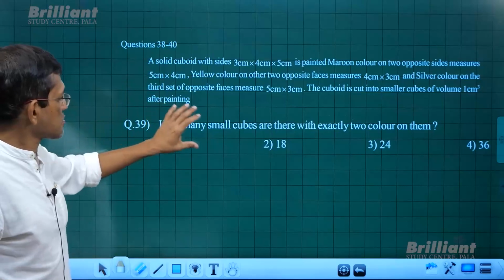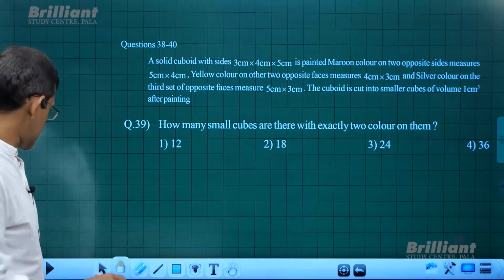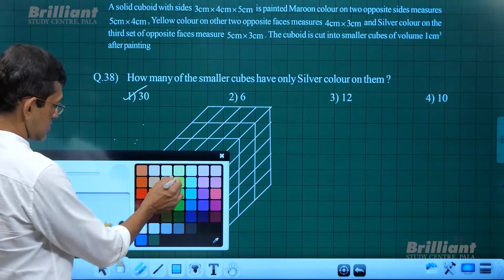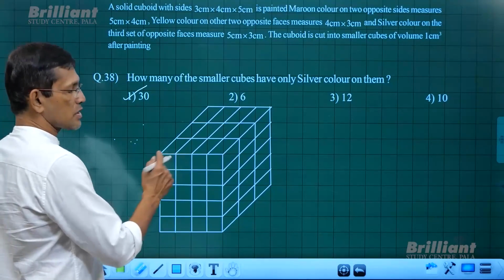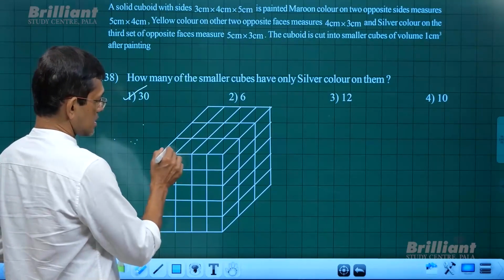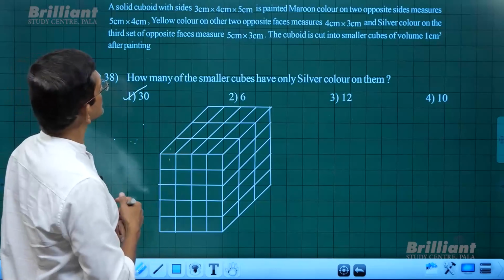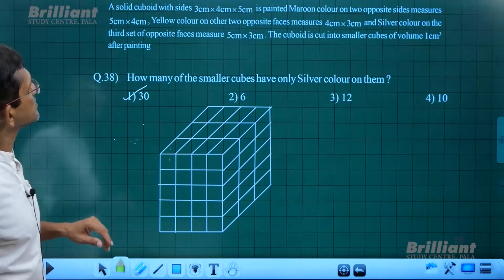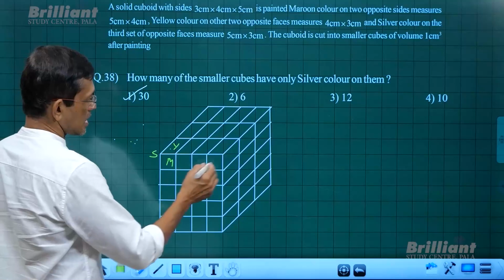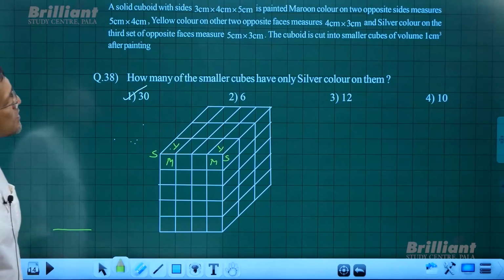Same direction, and how many of the smaller cubes are there with exactly 2 colors on them? Two colors, so let's check it out. We are looking at the cubes on the edges. On this edge we have 4 cubes. Out of that, the corner cubes have 3 different colors. This side is maroon, 5 into 4 is maroon. Yellow color is 4 into 3. So this is yellow, this is maroon, and this is silver. If you look at the corner cube, it is maroon, yellow, and silver. So that is what is given.